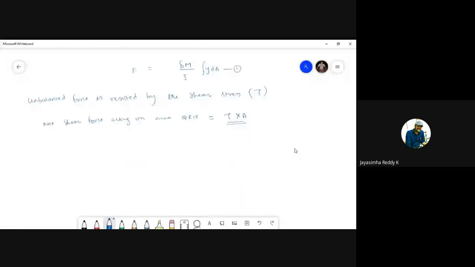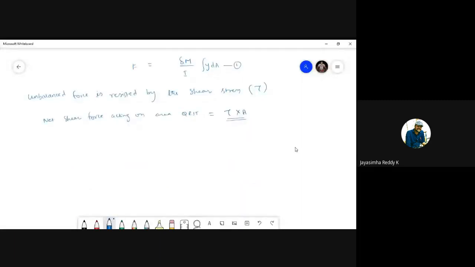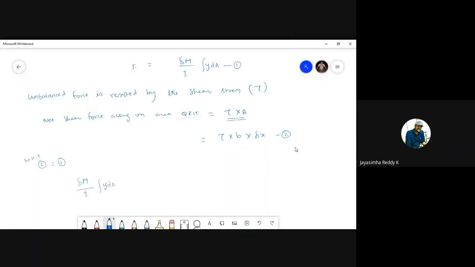So this force can be written as tau into b into delta x. Let me take it as 2. Now we can equate 2 is equal to 1. We know that 2 is equal to 1. Why? Because this shear force is resisting the difference of force. That is why I am equating. So delta M by I, equation 1, I am writing, y into dA is equal to tau into b into delta x.